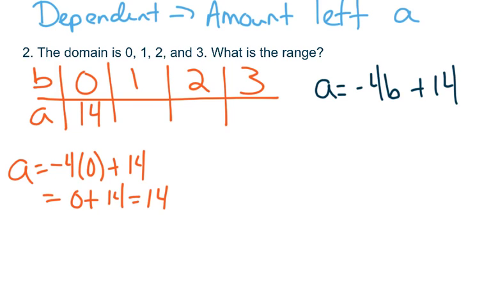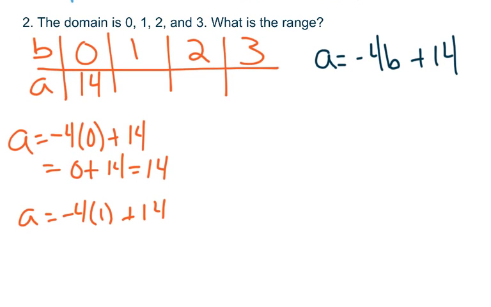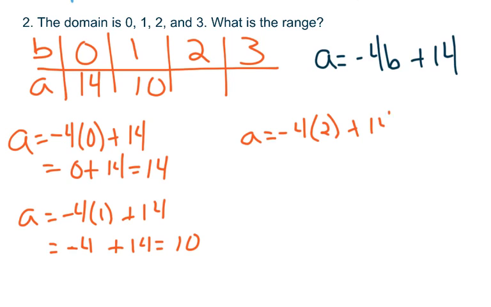Keep going, find the a value when b is 1, so we'll have a equals negative 4 times 1 plus 14. Negative 4 times 1 is negative 4 plus 14. Negative 4 plus 14 is 10, so 10 goes underneath 1. Do the same thing with 2. A equals negative 4 times 2 plus 14. Negative 4 times 2 is negative 8 plus 14. Negative 8 plus 14 equals 6. So 6 goes there. And the last one, 3.